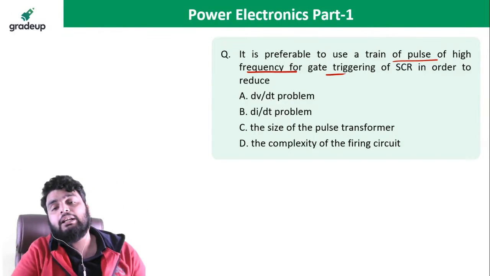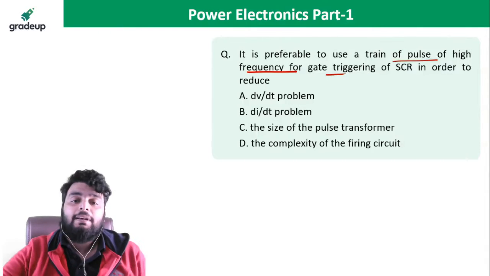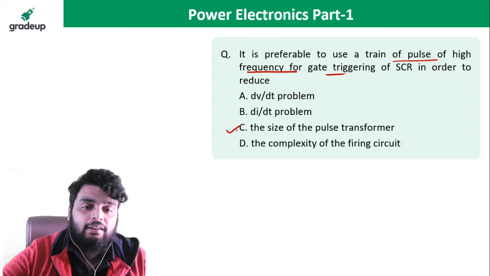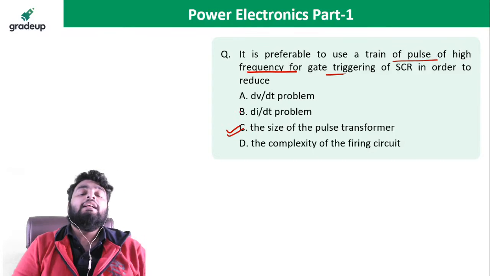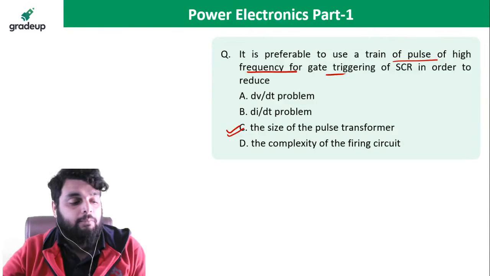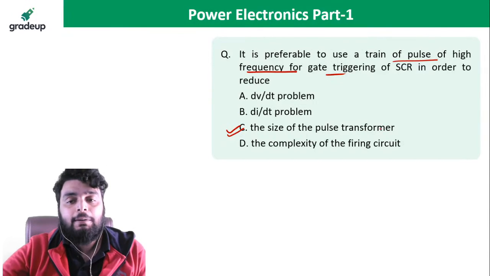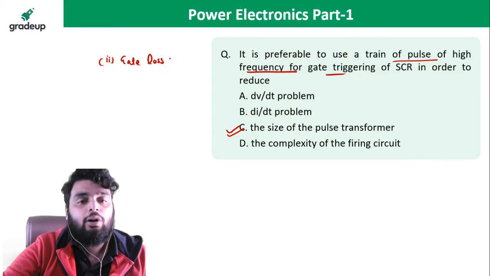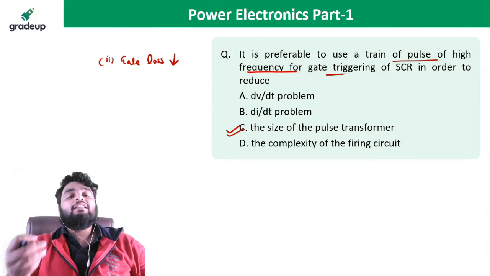Very correct. What is the special advantage of using high pulse gate triggering? The advantage is the size of the pulse transformer. It will reduce the size of the pulse transformer, and apart from this particular advantage, the second advantage is that gate loss also decreases. What is the gate loss?